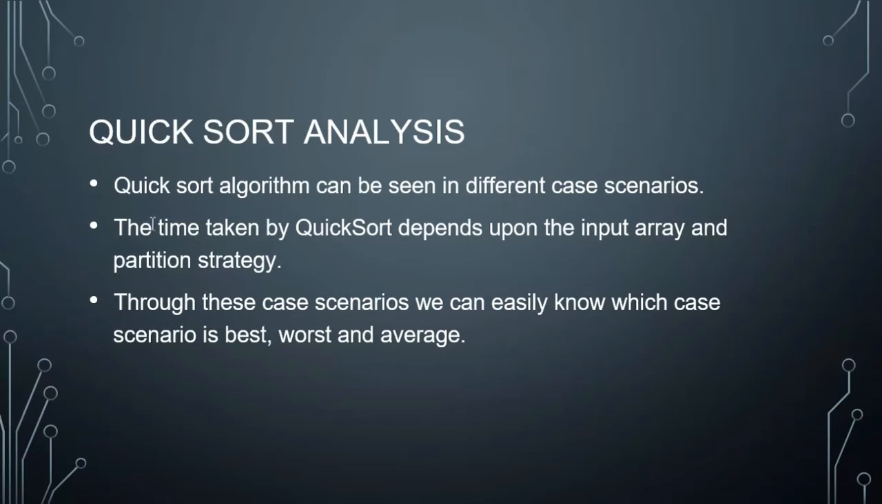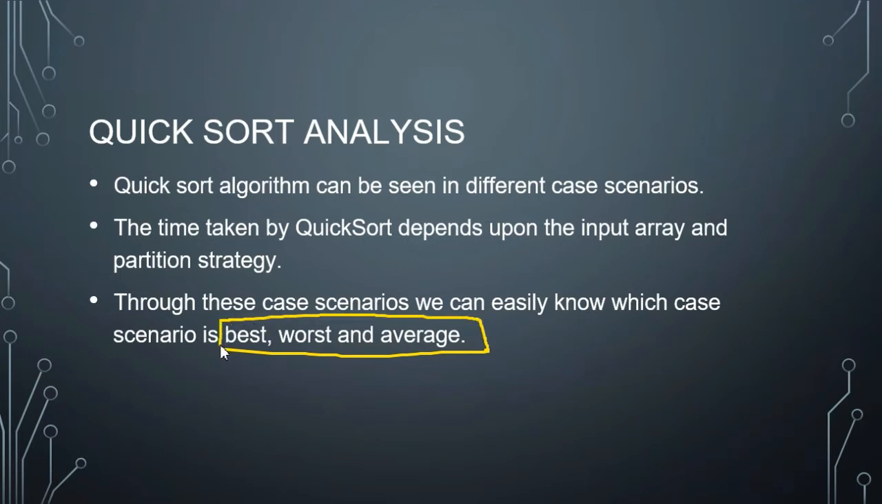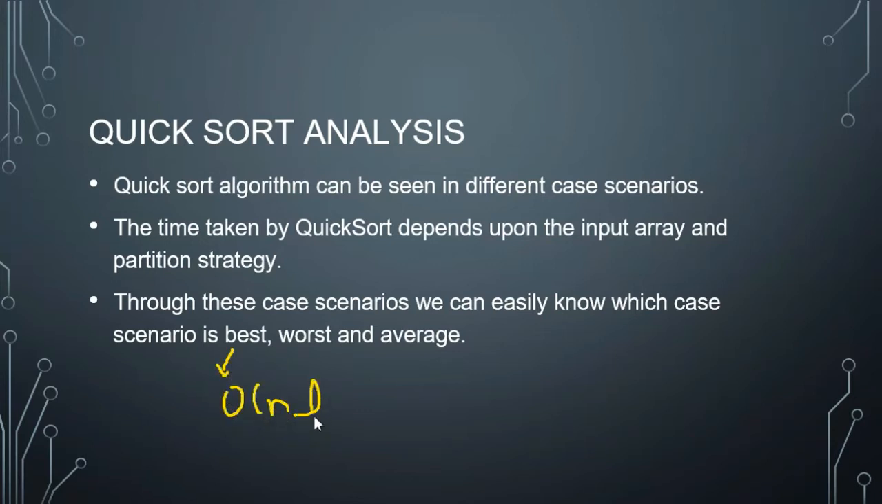The quicksort analysis has different case scenarios, as I have mentioned earlier: the best case scenario, the worst case scenario, and the average case scenario. It will greatly depend on how the quicksort algorithm works. We always have to use the best case scenario for the efficient working of the quicksort algorithm. So we always use quicksort because the best case scenario has big O n log n time complexity, because it's efficient and it works properly according to that.